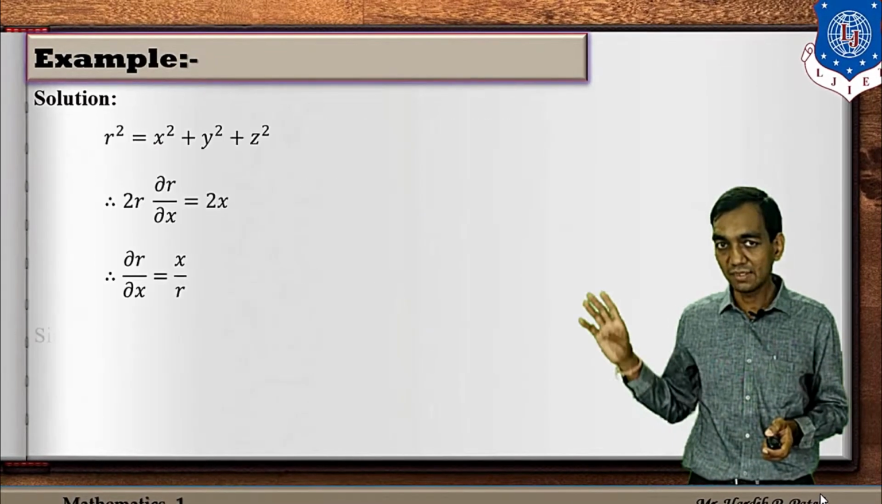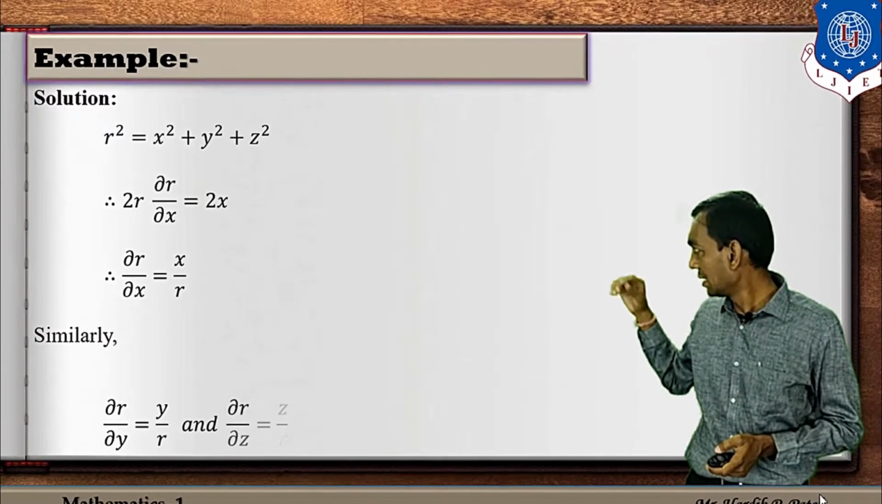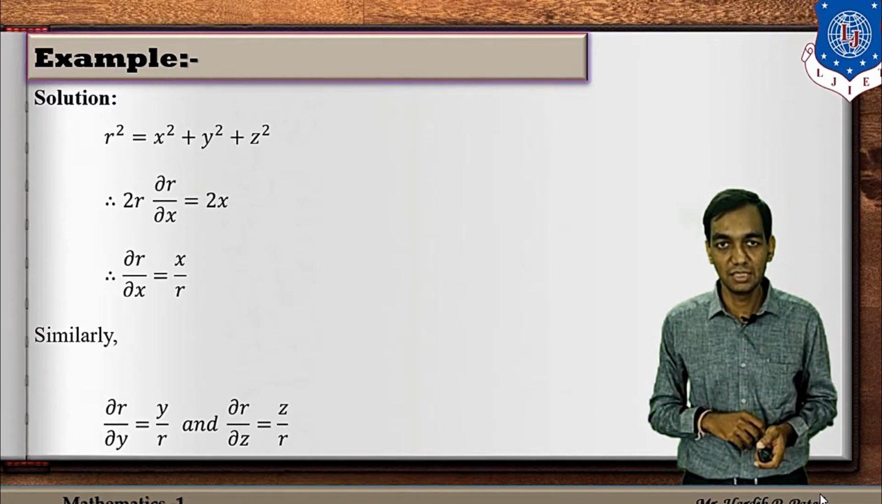Now we are starting with the solution. Here r square is equal to x square plus y square plus z square.